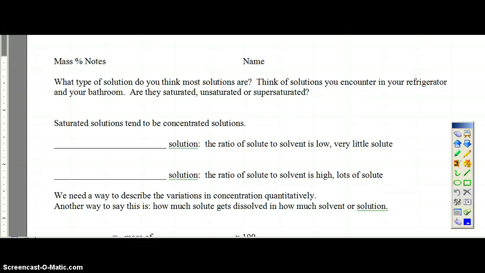We've been looking at solution concentrations, and at types of solutions on the solubility curves, looking at whether they're saturated, unsaturated, or supersaturated. So what type of solution do you think most of them are? Think of the solutions you encounter in your refrigerator or your bathroom. Are they saturated, unsaturated, or supersaturated? I'm going to give you a moment to think about that.